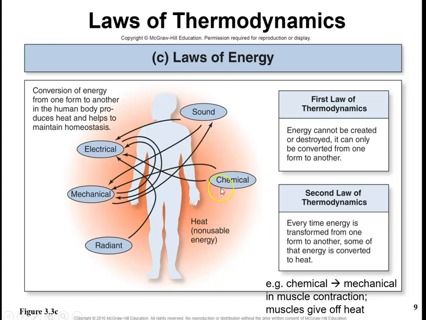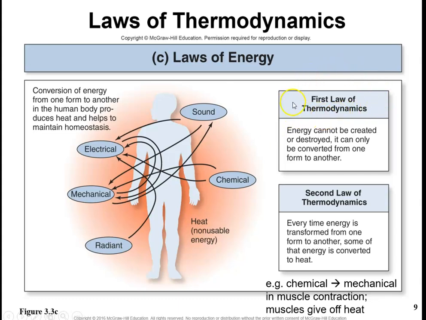Well, for example, here we have chemical energy. Let's say this is in the form of that high energy bond in ATP. And you break that bond and you convert that energy to mechanical energy, so now your muscles can contract. Well, heat is given off during that reaction. Heat is given off when sound is converted to electrical energy, or when radiant energy is converted to electrical energy, or when mechanical energy is converted to sound energy. All of these processes produce heat as a byproduct. And that's how you maintain your body temperature.